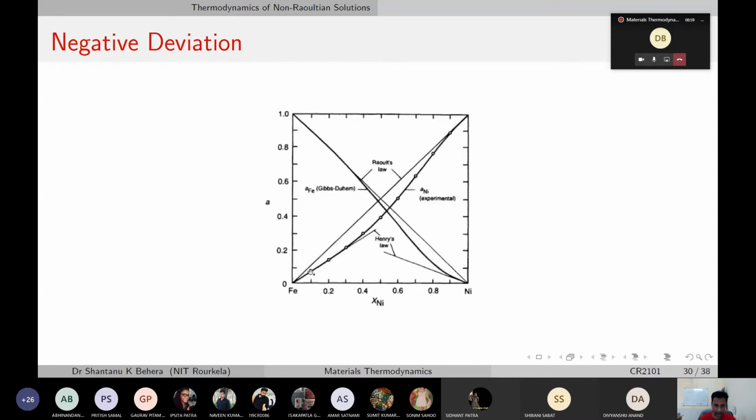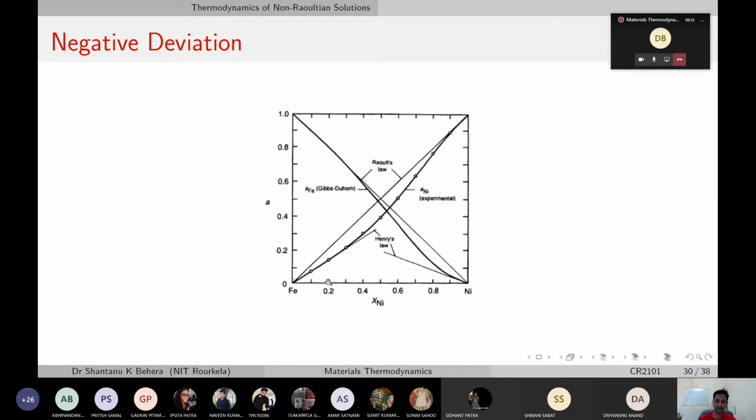Where if you look at the squares, the open circles here, these are experimental numbers given as activity with increasing nickel concentration, and you'd see that it's slightly deviating from the Raoult's law behavior, and it's sort of going through negative deviation in the sense that the activity is actually lower than what it would have been had it been based on Raoult's law, which is a_i equals x_i.